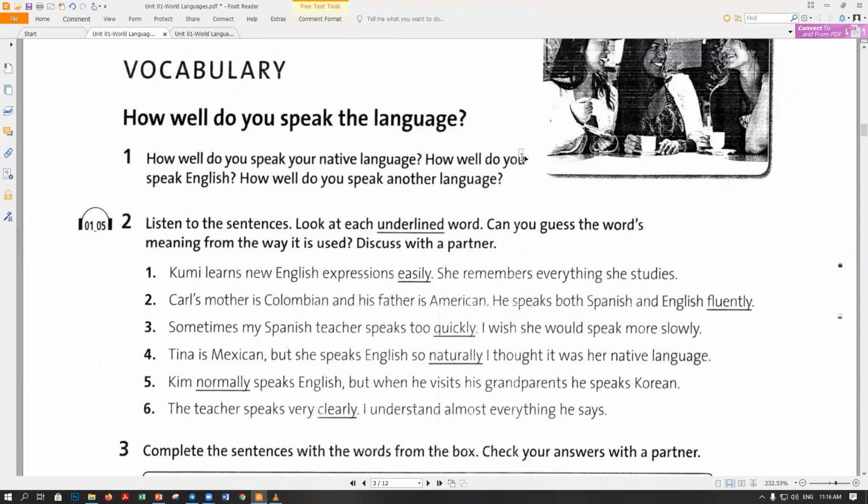Page 4. Exercise 2. 1. Kumi learns new English expressions easily. She remembers everything she studies. 2. Carl's mother is Colombian and his father is American. He speaks both Spanish and English fluently. 3. Sometimes my Spanish teacher speaks too quickly. I wish she would speak more slowly. 4. Tina is Mexican, but she speaks English so naturally, I thought it was her native language. 5. Kim normally speaks English, but when he visits his grandparents, he speaks Korean. 6. The teacher speaks very clearly. I understand almost everything he says.